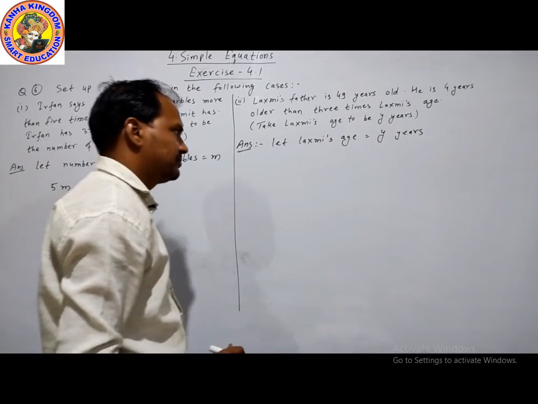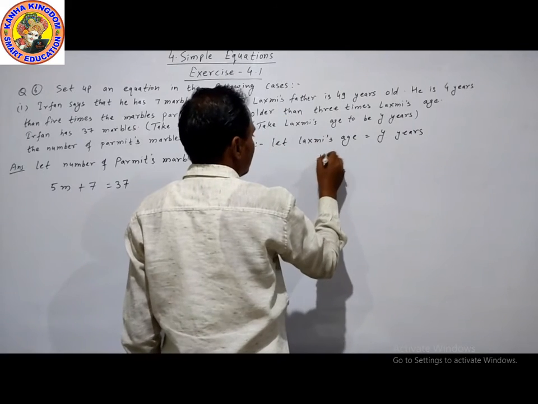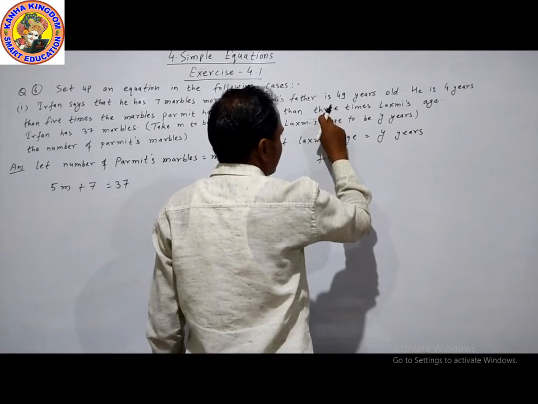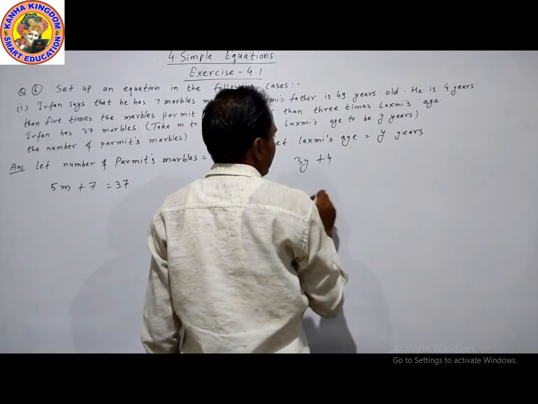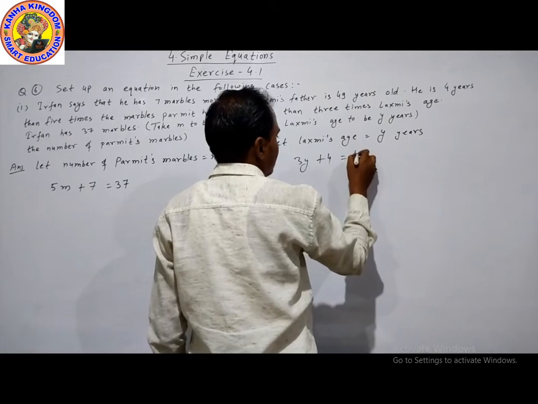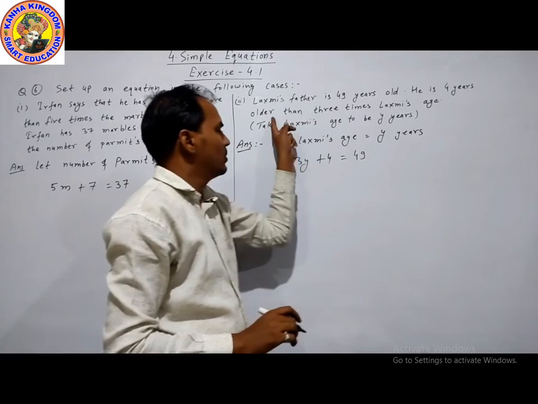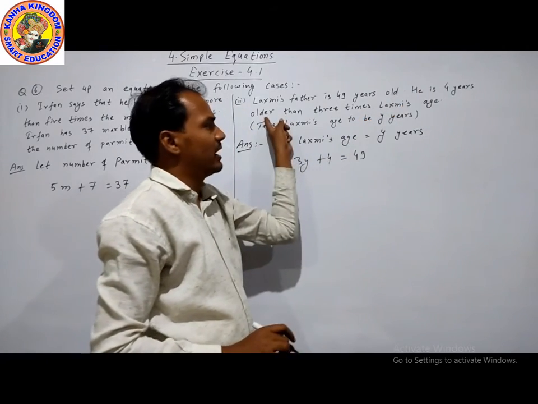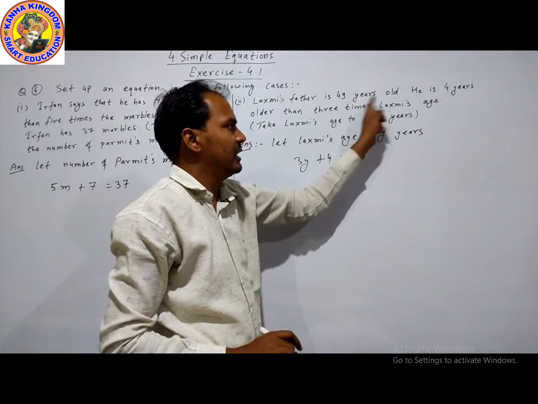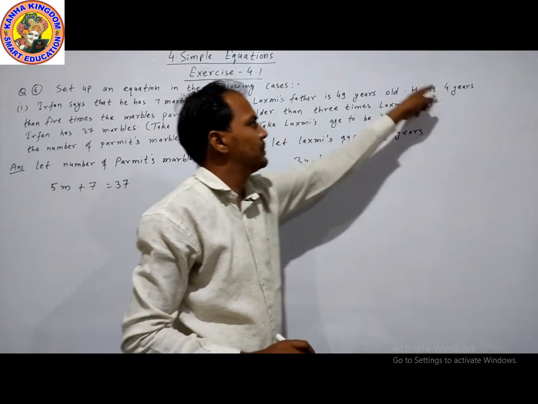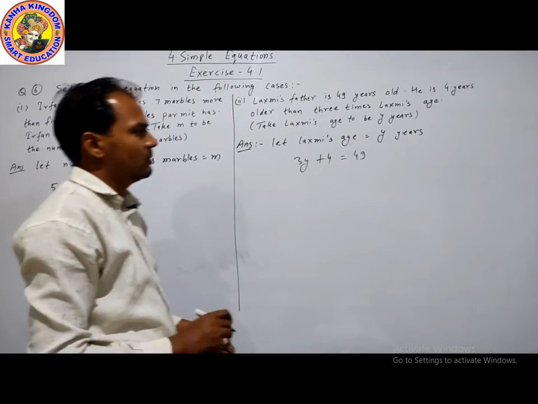Now in our question, he is 4 years older. 3 times Lakshmi's age is 3 times Y, 3Y. Total age is equal to 49. His age is 4 years older, so 4 plus 3Y, that is 3Y plus 4. Total age is 49, so 3Y plus 4 is equal to 49.